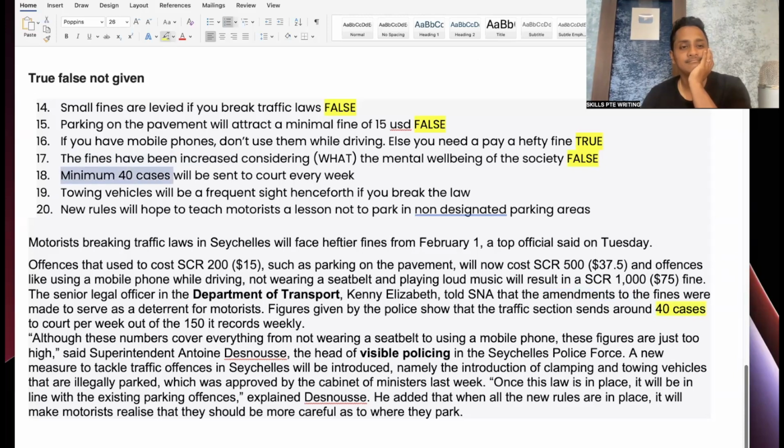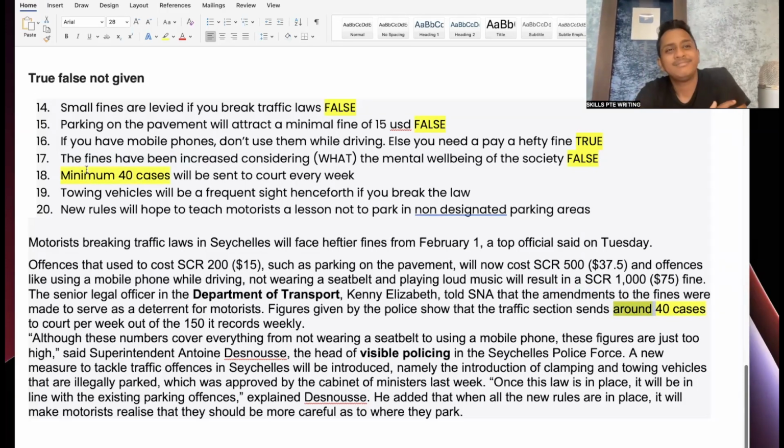Here are wrong. Pallavi, why not given? It is given. No, minimum 40 cases will be sent to court. Around 40 cases to court per week. It cannot be not given. Around 40 cases will be sent.